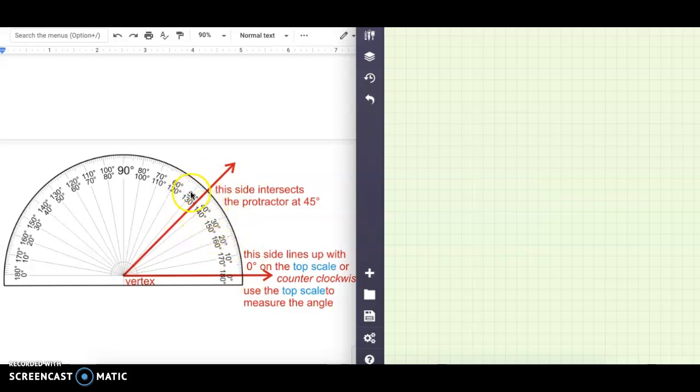So we're going to use the smaller numbers, and it's between 40 and 50, and you have these little notches up here, 1, 2, 3, 4, 5. So this angle is 45 degrees.